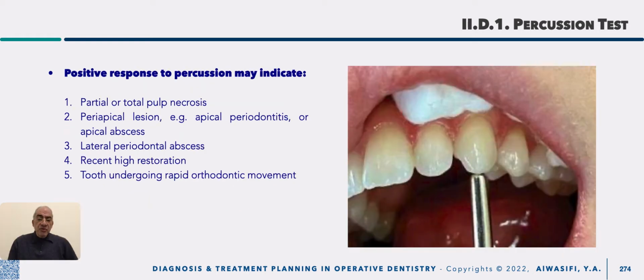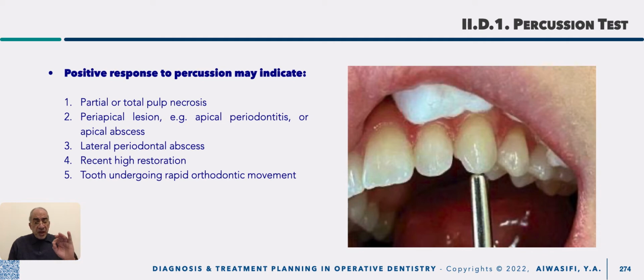Positive response to percussion may indicate partial or total pulp necrosis, periapical lesion including apical periodontitis or apical abscess, lateral periodontal abscess, recent high restoration, or tooth undergoing rapid orthodontic movement.